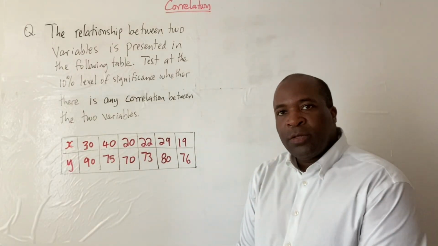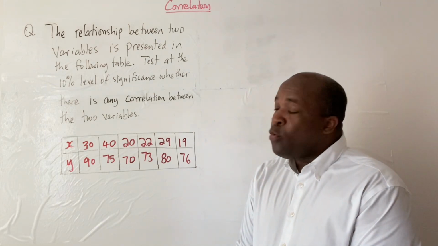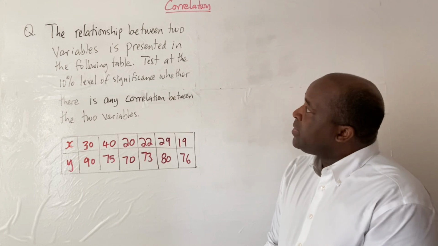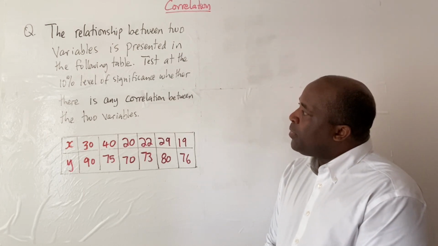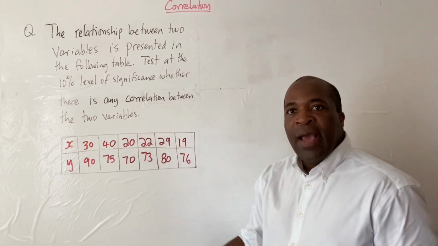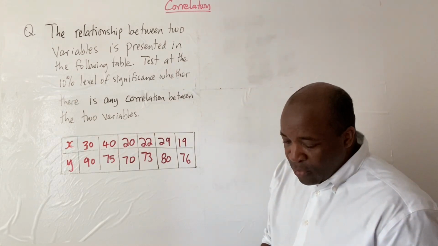Hi everyone. Welcome to another video where we're looking at hypothesis testing on correlation coefficient. Here we're told that the relationship between two variables is presented in the following table. Test at the 10% level of significance whether there is any correlation between the two variables. We're given x and y, and we need to determine whether there's any correlation.